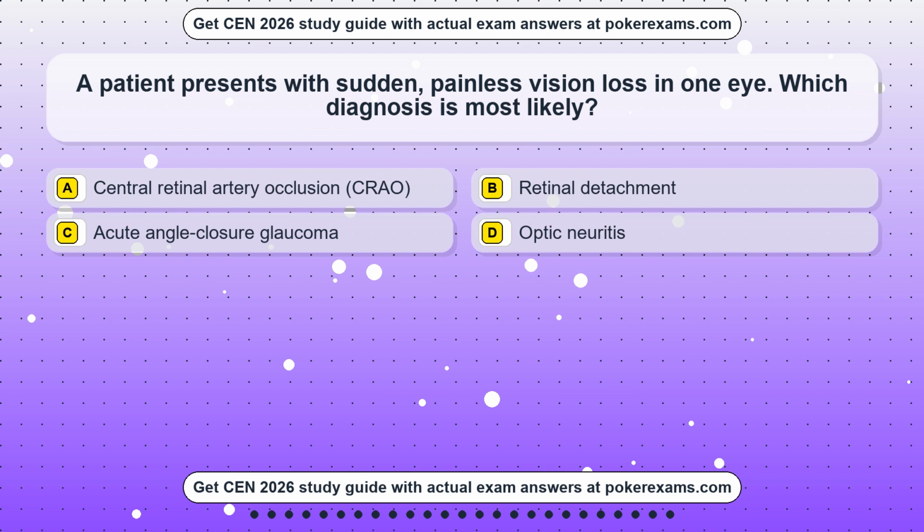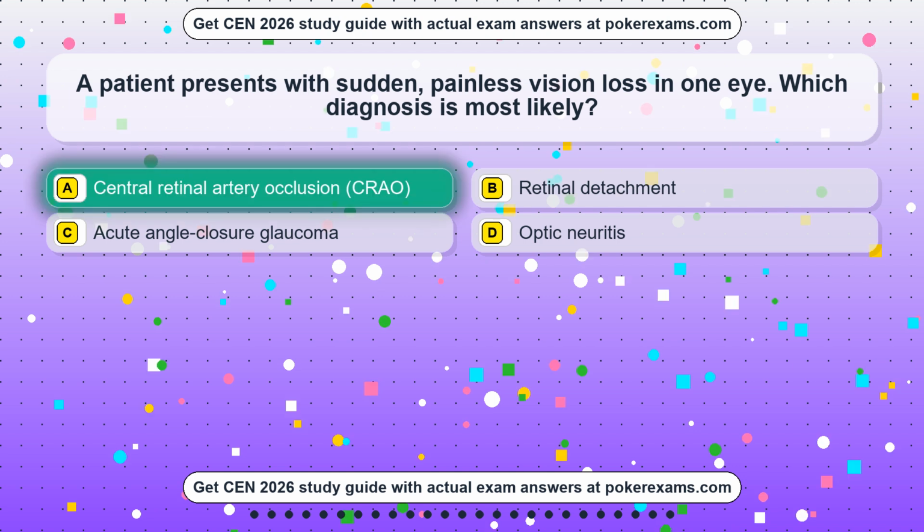Question 9. A patient presents with sudden, painless vision loss in one eye. Which diagnosis is most likely? Option A, central retinal artery occlusion, CRAO. Option B, retinal detachment. Option C, acute angle closure glaucoma. Option D, optic neuritis. The correct answer is option A, central retinal artery occlusion, CRAO.